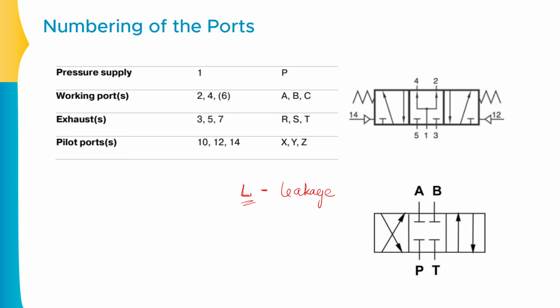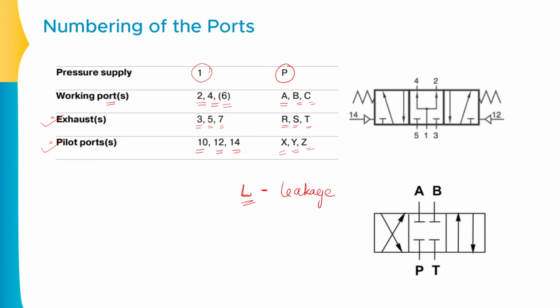Now let us just revise once again. P or number 1 represents the pressure line. The even numbers or A, B, C, the start of the alphabets, represent the working lines or working ports. The odd numbers or the terms R for the return line or reservoir, S for the sump, and T for the tank are the exhaust ports. The numbering beyond 10 in the even series represents the pilot ports, or in alphabets we can use X, Y, Z terminologies. So this is all about the numbering of the ports.